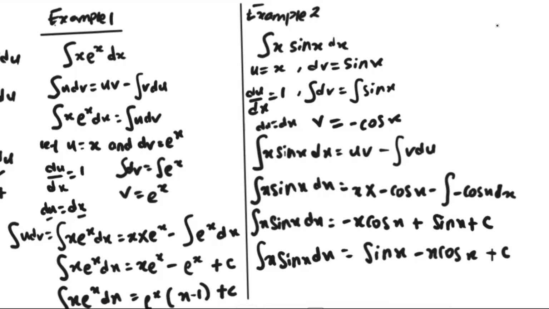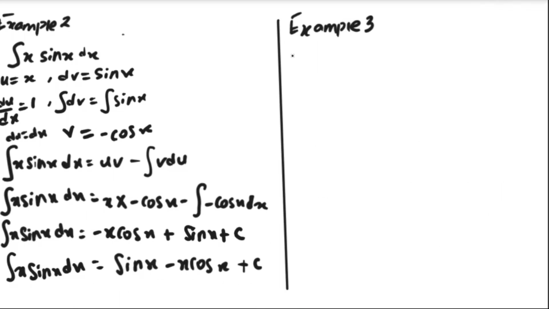So let's take example 3 now to solidify our understanding on integration by parts. Example 3, we are to evaluate integral x squared cos x dx. So same approach, we'll let u be equal to x raised to power 2 and dv to be equal to cos x.